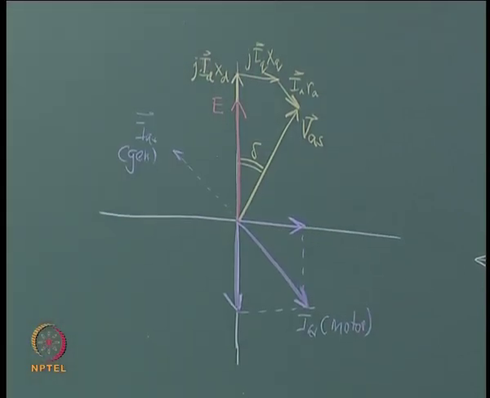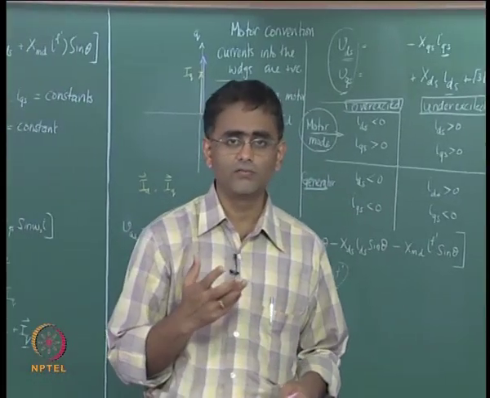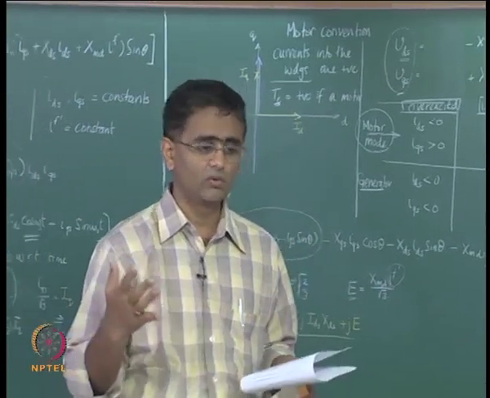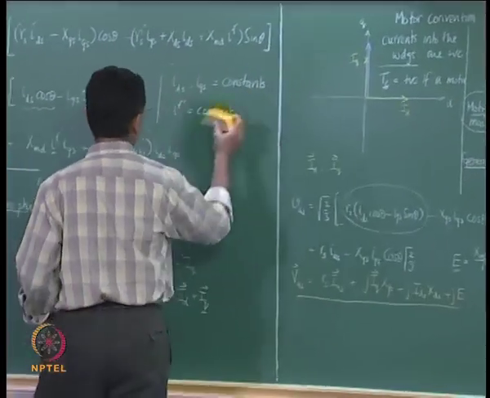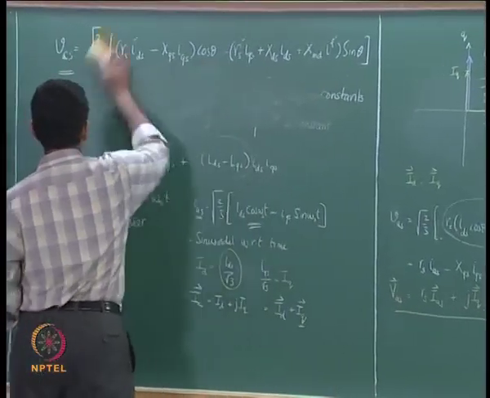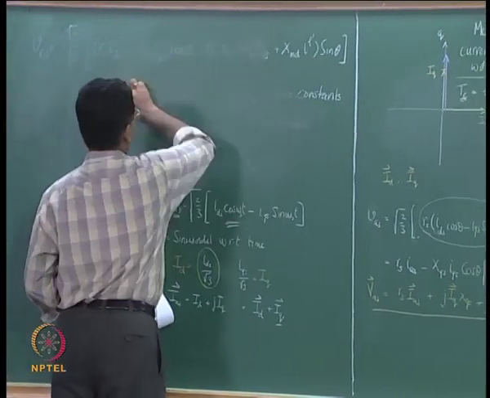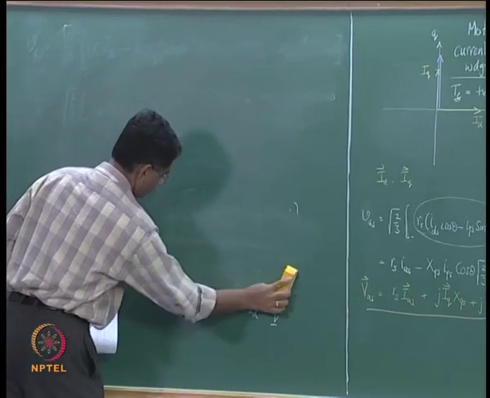Now, this is fine, but normally when you want to draw the phasor diagram of a synchronous machine, you do not know where the D and Q axes are. What we will know is the relationship between the phase voltage and the phase flow of current. VA and IA is what we would know.